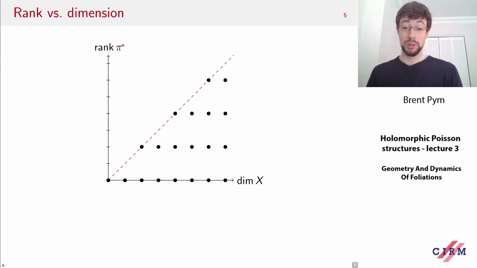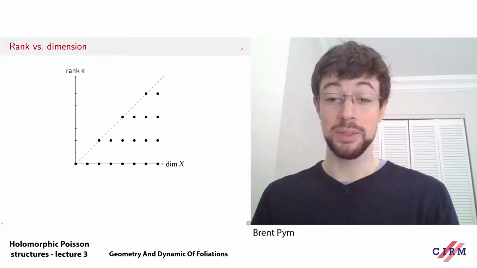On the other hand, we also know that π is skew-symmetric, so the rank is always even, so you'll never see anything along the horizontal lines corresponding to odd values of the rank. So that explains the rough structure of this picture.